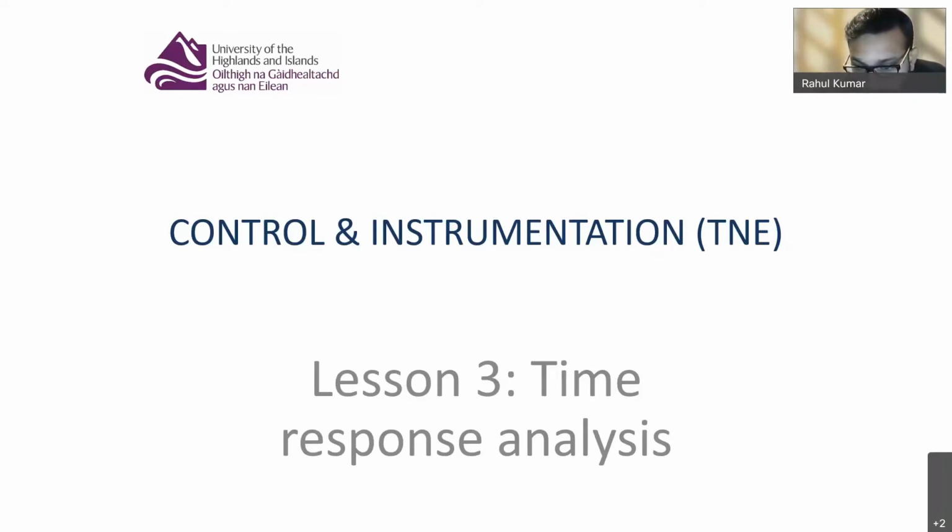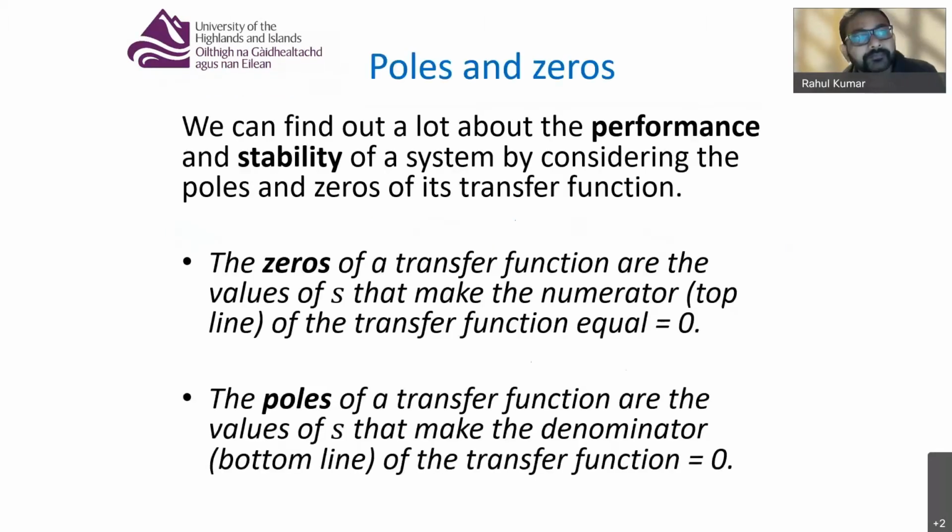Okay, now the first thing that we do to analyze the stability of our system is to find the values of poles and zeros. Okay, so these poles and zeros help us identify the performance and the stability of our system. Now what are these poles and zeros?